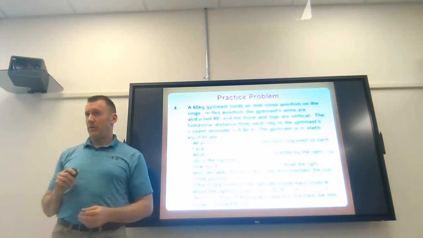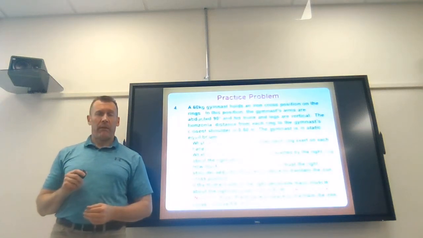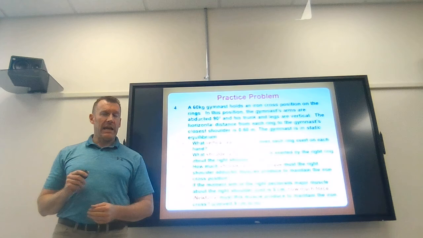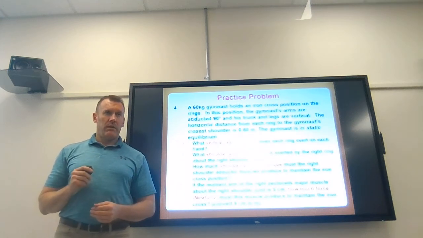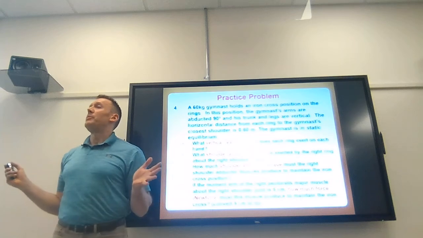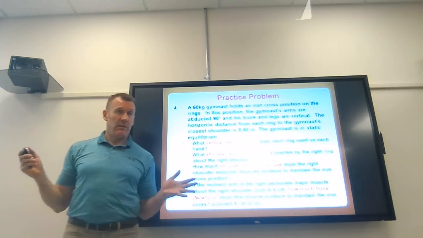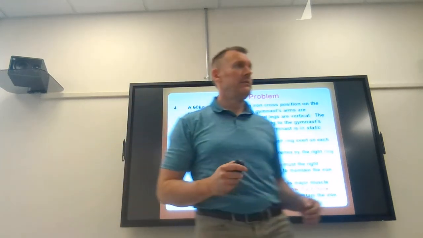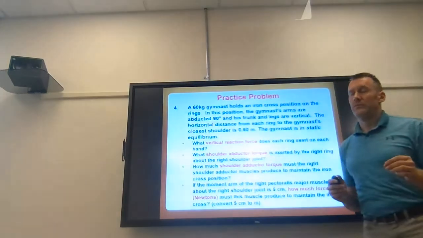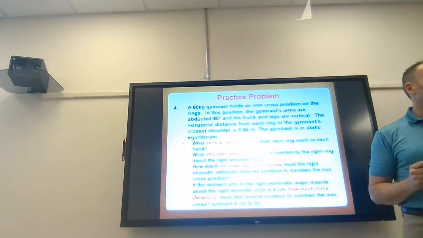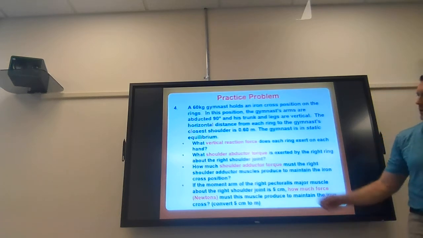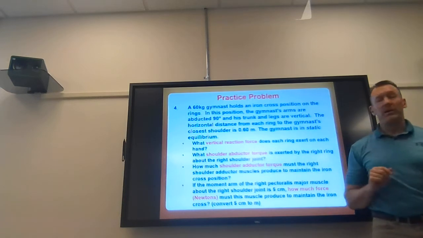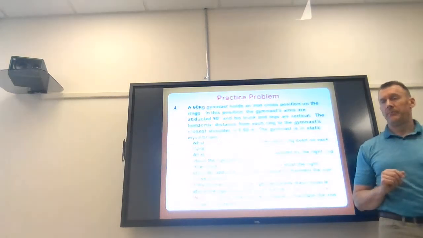So what shoulder abductor torque is exerted by the right ring about the right shoulder joint? You know the force on the right hand is 294 newtons. You have a moment arm. Remember the moment arm? It's 0.6. So how do you calculate torque then? 294 times 0.6 will give you the shoulder abductor torque.